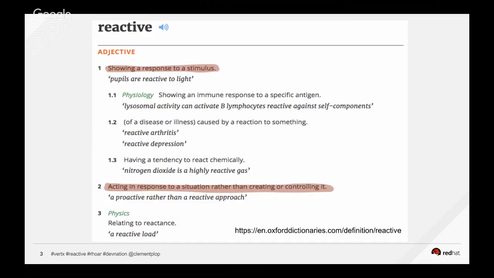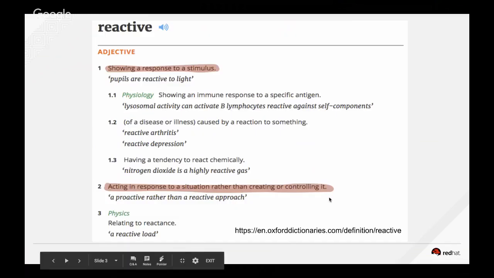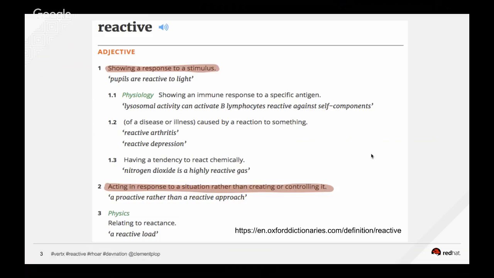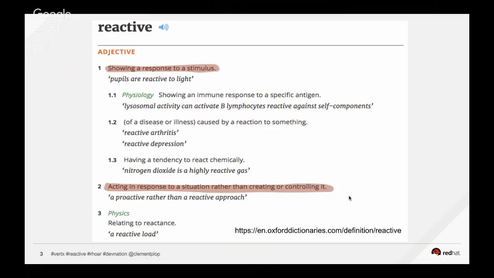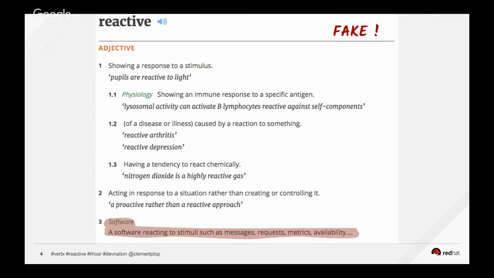So let's have a look at the dictionary. If you go to this page here, to the Oxford Dictionary, and search for reactive, you will find this. Reactive means that you are showing a response to a stimulus. And there is a second definition here, which says that you are acting in response to a situation rather than creating and controlling it. So if we take those two definitions and we want to say what is a reactive software, we can come up with this. A reactive software is a software reacting to stimuli such as messages, requests, metrics, availability, or anything.